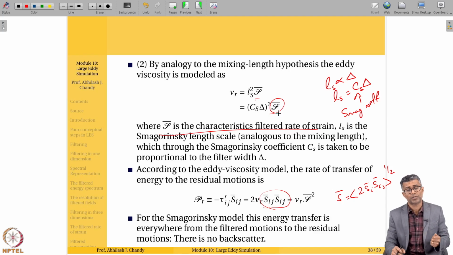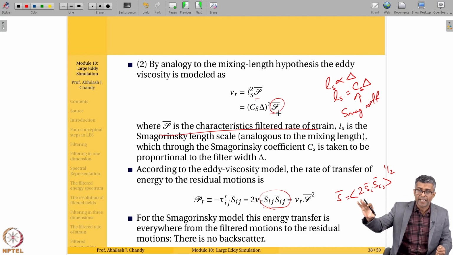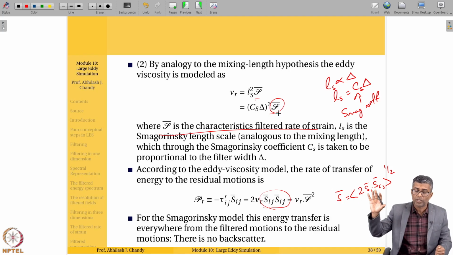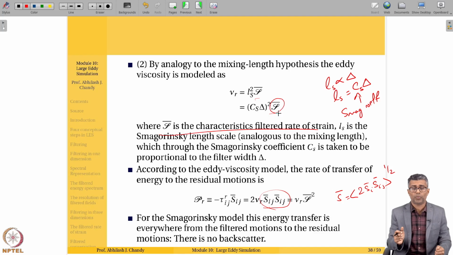Nu r is going to be positive because of that. If nu r is positive and it is negative on the right hand side of the equation, that means you have a negative term on the right hand side of the equation. So it is always dissipation. It is always energy going from the large scales to the small scales, not the other way around.